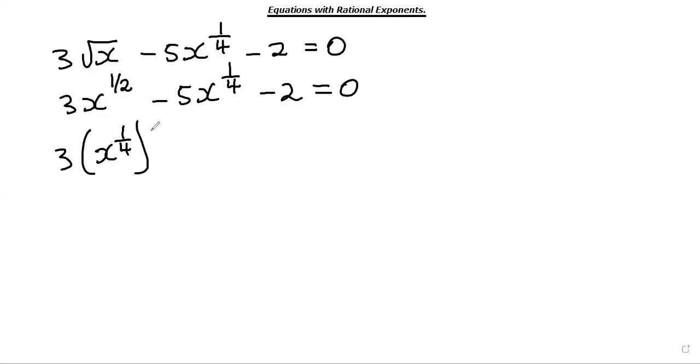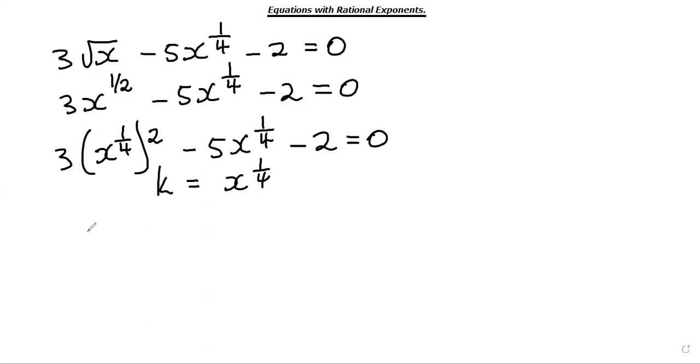So because of that, we write x to the half in terms of x to the quarter. So it's x to the quarter, which is all squared. And then we say minus 5x to the quarter minus 2, and this is equal to 0. Then once again, we introduce the k substitution method. So we say k will be x to the quarter, so that in its simplest form, it's going to be 3k squared minus 5k minus 2. And this is set equal to 0.